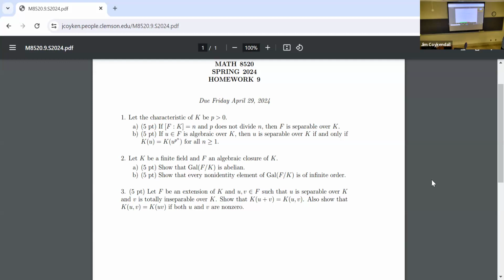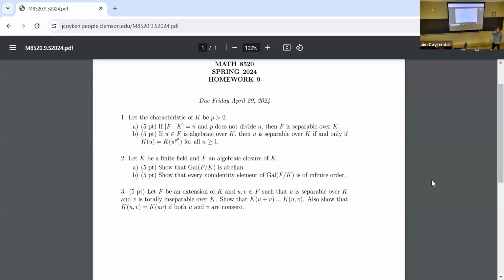Number b, if u in F is algebraic over K, then u is separable over K if and only if K adjoined with u is equal to K adjoined with u to the p to the n for all n greater than or equal to 1. This one's very good to do at least one direction by induction.